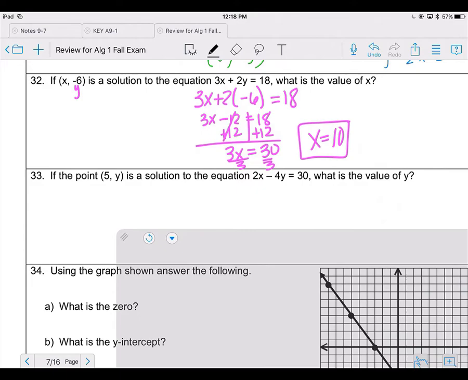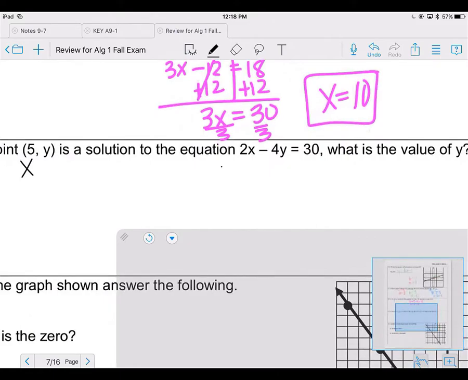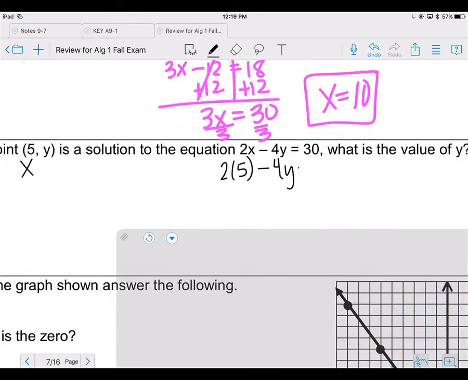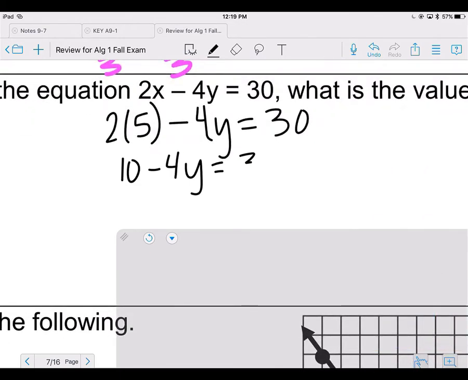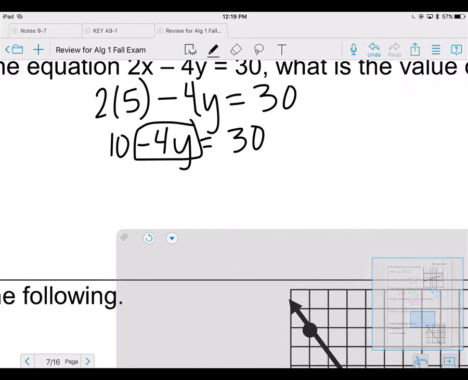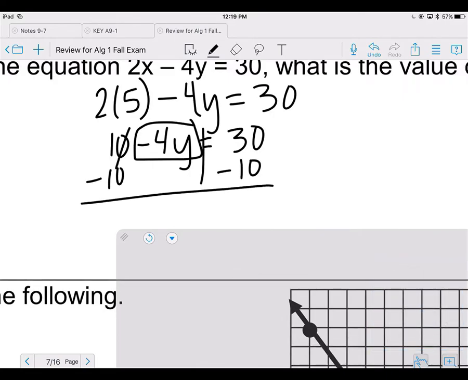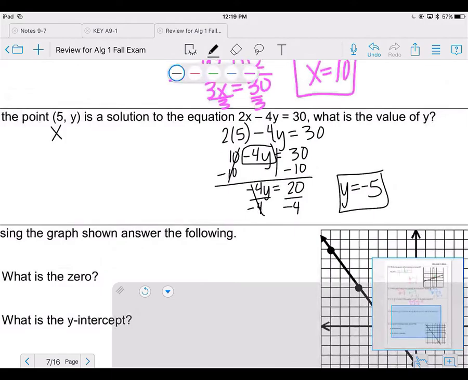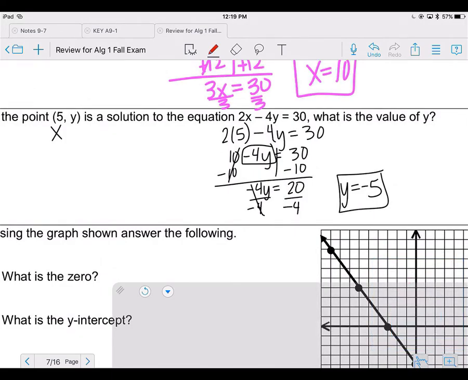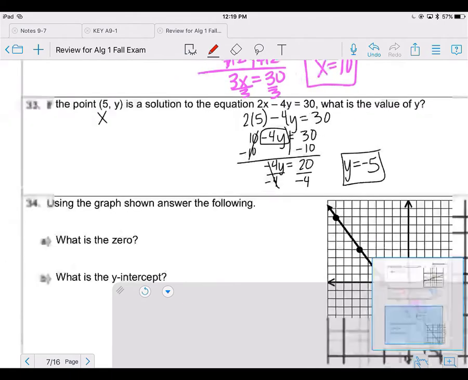33 is similar. They tell me the point (5, y) is the solution. What is the value of y? So on this one, they are giving me an x value. So this time I'm replacing x with 5 and solving for y. 2 times 5 is 10. Move the 10 to the opposite side through the opposite operation. So negative 4y equals 20. And then divide both sides by negative 4, and y equals negative 5. Again, another option is to solve that equation for y, put it into y equals, and look at your table. When x is 5 in the table, what is y?